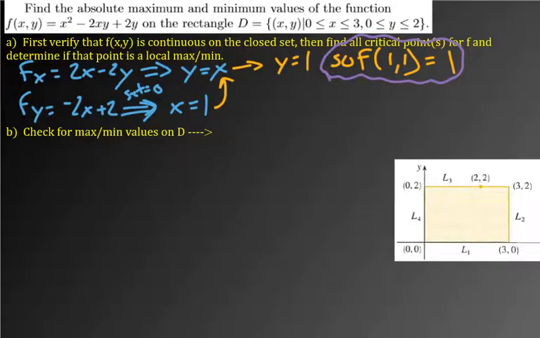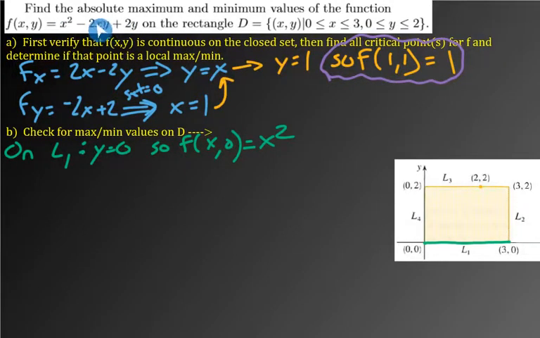I'm going to try to organize this in kind of colors here. So we're going to check on this, I'm going to call it line 1, okay? So that line is the line y equals 0, right? So the function would reduce to (x, 0), and that means that this thing up here just becomes x squared, right?